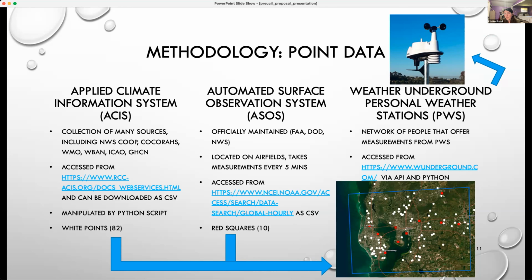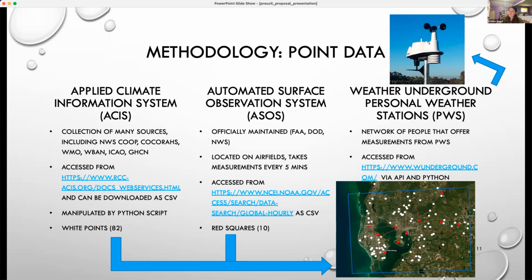The second point source data is from those ASOS stations that I showed you an image of earlier. They are officially maintained between the FAA, DoD, and NWS. They're located on airfields and they do take measurements every 5 minutes, so it is a lot of data. But they are accessed from the NOAA website as a CSV. And again, you can do more filtering with a Python script.